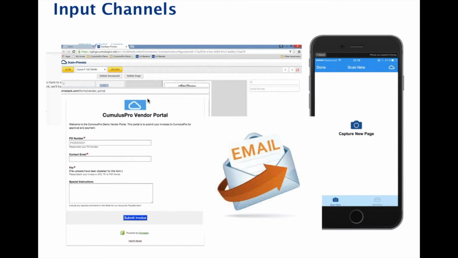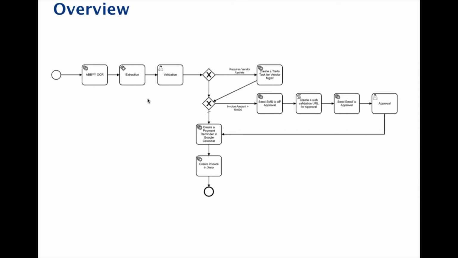Now, once we've captured the document, it goes to OCR and extraction and validation. So at that point, we have a validated invoice. And then, depending on some trigger in the validation, if there is a requirement to update vendor data in the ERP system, for instance, this will be sent automatically to Trello, which is a task and project management tool. So that will create a task for someone to update the vendor information in the ERP.